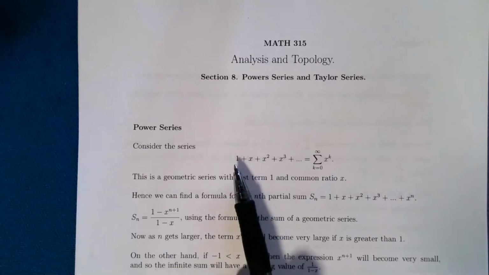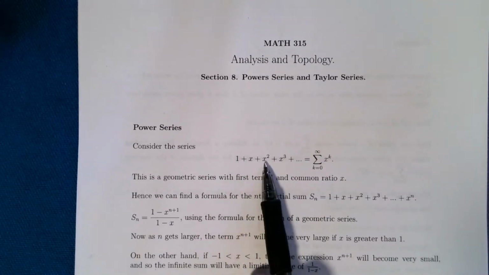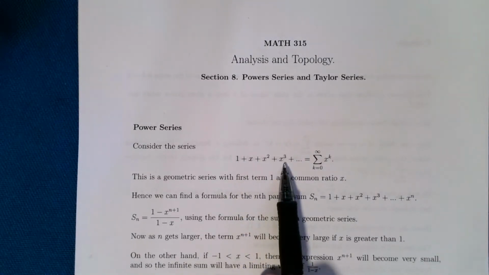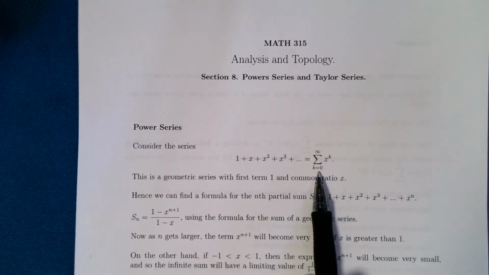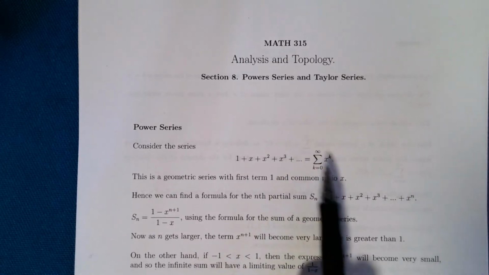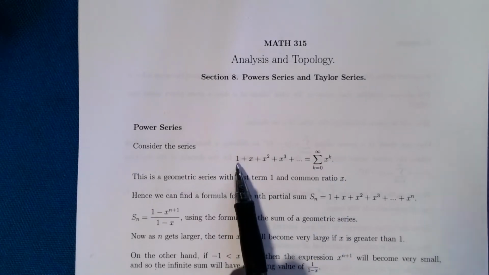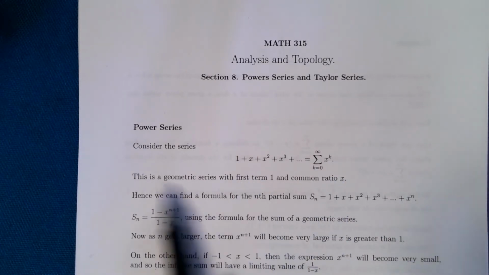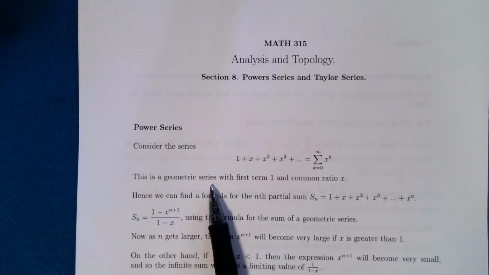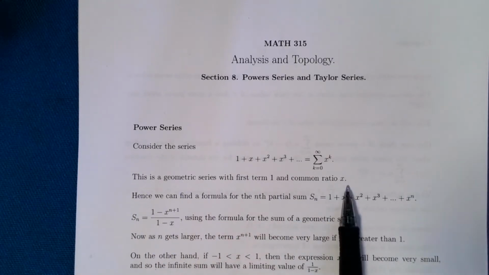So we look at this standard series 1 plus x plus x squared plus x cubed and so on, and we can write that in sigma notation as sigma k equals 0 to infinity x to the k, because x to the 0 gives me 1, there's the first term, and so on. Now this is a geometric series. The first term is 1, the common ratio is x.